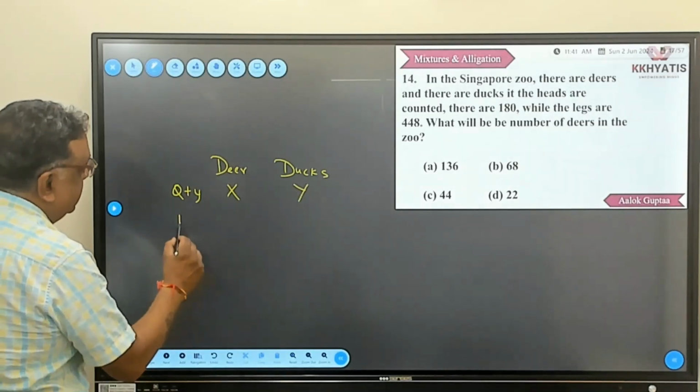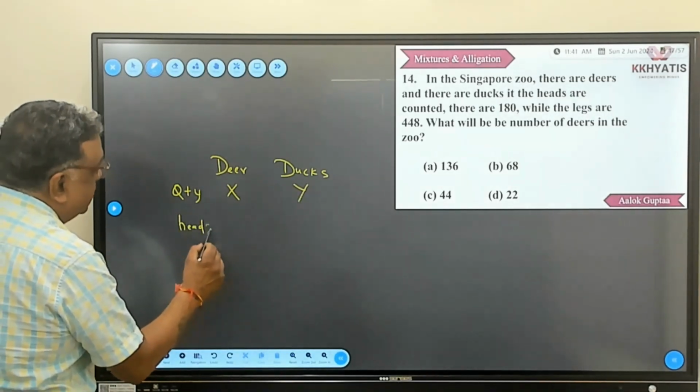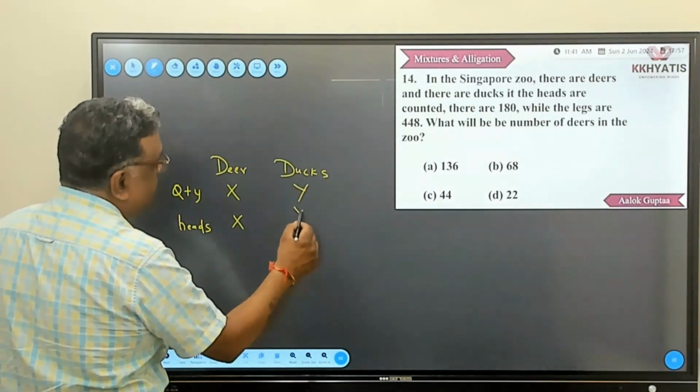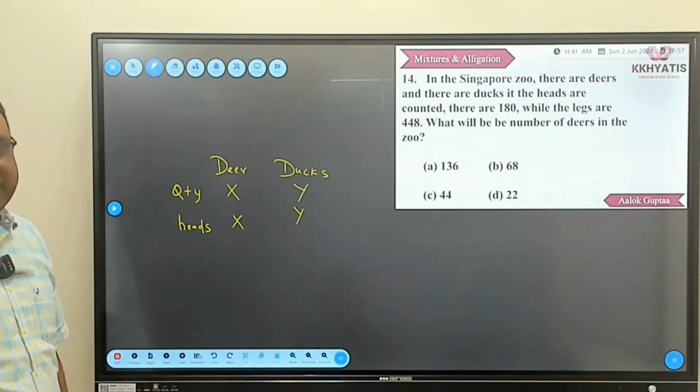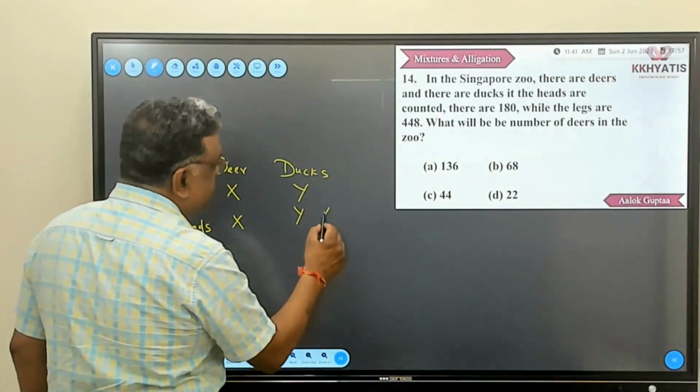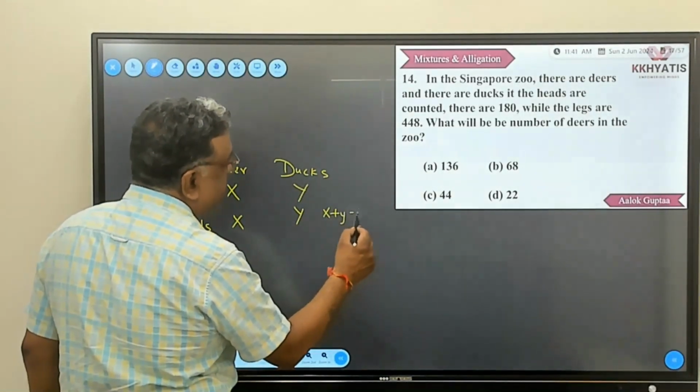Now, heads: one deer will have one head, so the heads of deers would be X, and one duck will have one head, so the total number of heads of ducks would be Y. So X plus Y is being given as 180.